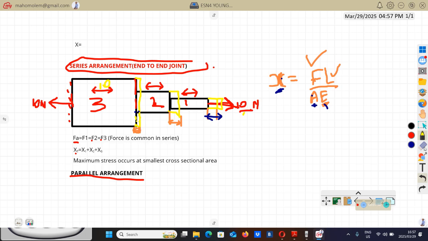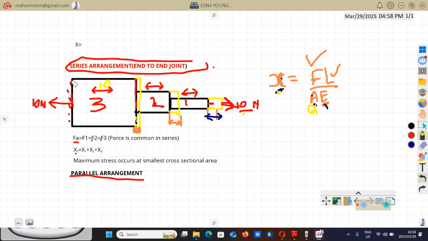So why? Because this part has a small cross-sectional area. So the part that has a small cross-sectional area will stretch with a bigger length. This part has the bigger area. The bigger the area, the smaller the extension. So this thing will extend a bit.